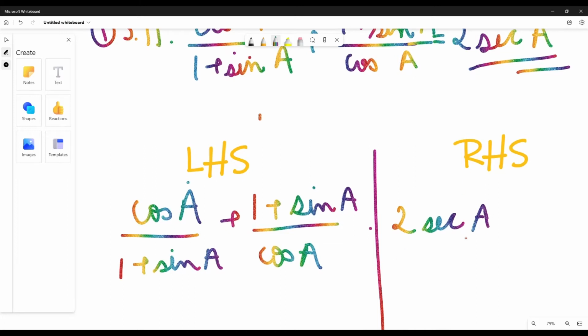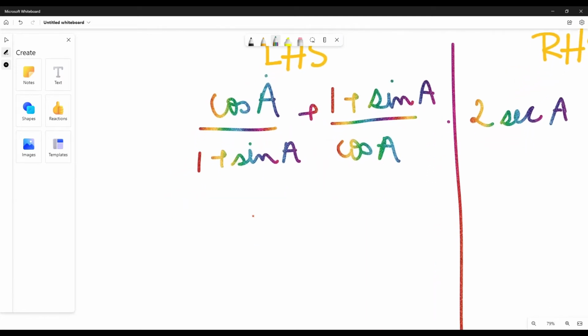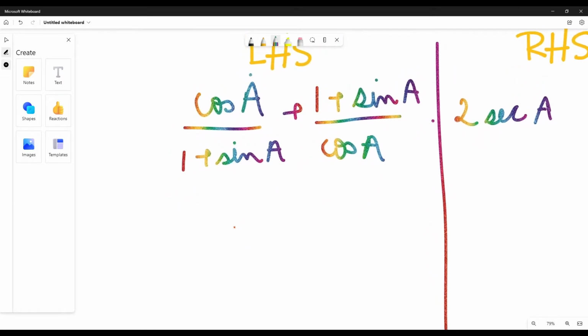So we will see about the RHS later. First, let's simplify the LHS. The first thing that should come to your mind, which is very important: instead of learning these questions, you have to memorize the concept. Rote learning is not an option in these questions.